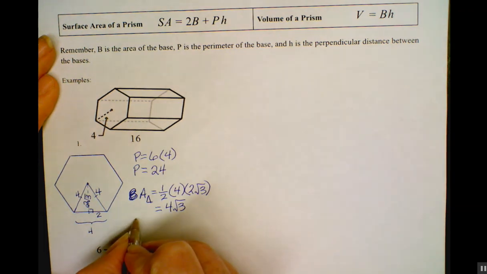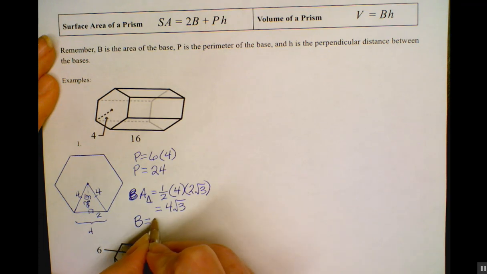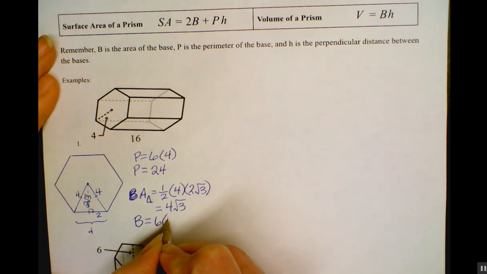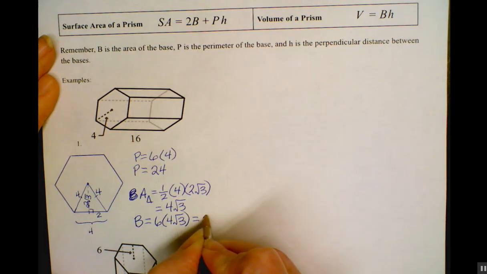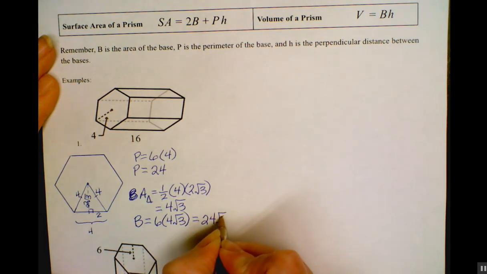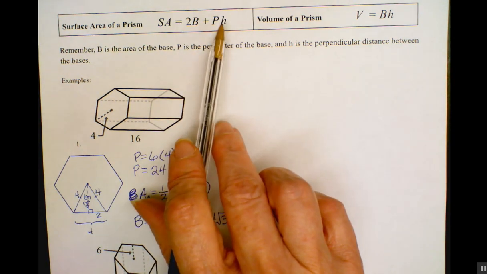All right, now for the area of the base. If the area of the triangle is 4 square root 3, the area of the base will be composed of 6 of those triangles, so 6 times 4 square root 3, in which case we get 24 square root 3 for the area of the base. All right, so we have our capital B value, we have our capital P value. The only other value we need is the value of H.